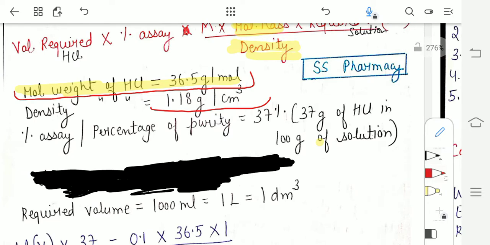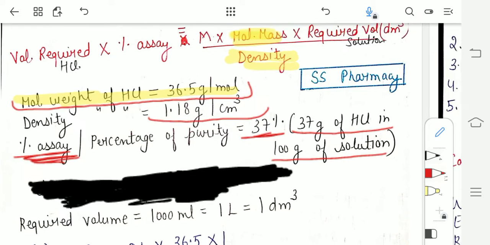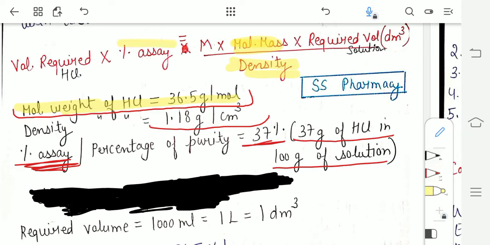Percentage SA is the percentage purity of any compound, and the percentage purity of HCl is 37%. It means that there are 37 gram of HCl in 100 gram of solution. So percentage SA of HCl we know is 37%. So this part also we have calculated.